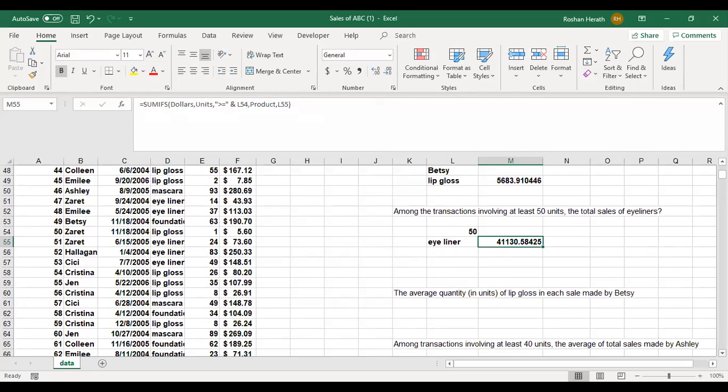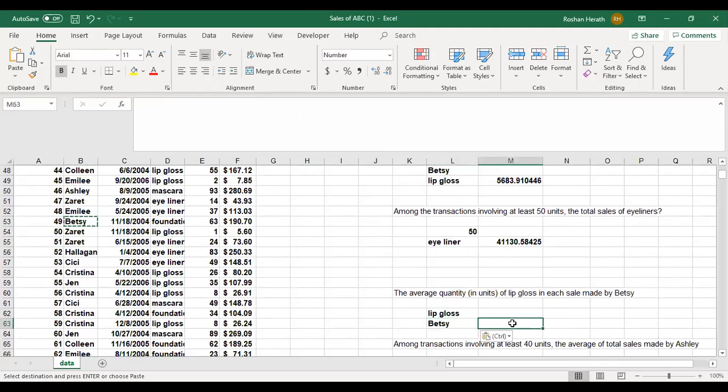Then it asks the average quantity of lip gloss in each sale made by Betsy. So again, several conditions are there. Average quantity in units, lip gloss, and Betsy. So better copy the information. So the one criterion is going to be the lip gloss, other criterion that is Betsy. Let me take that. The average.